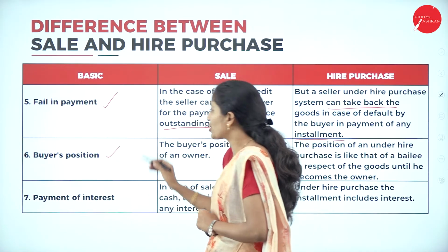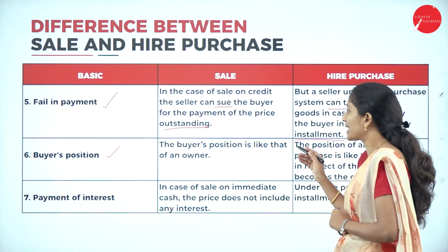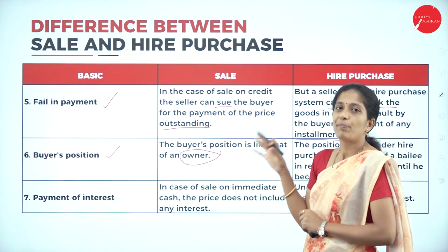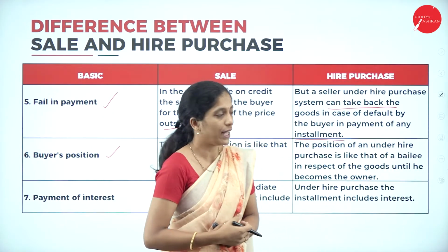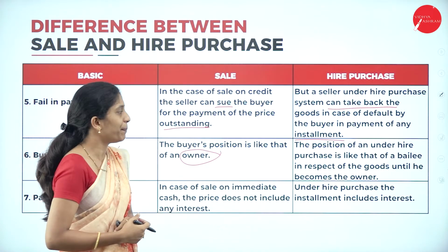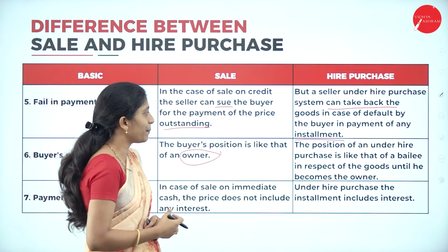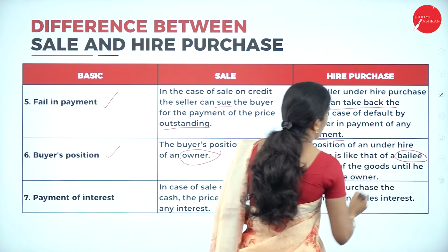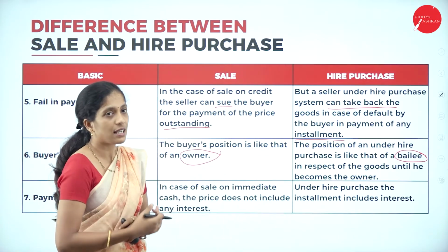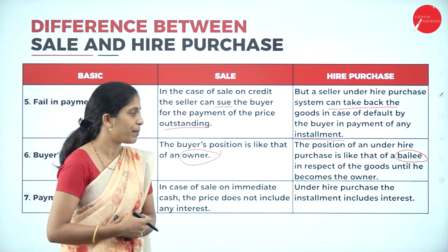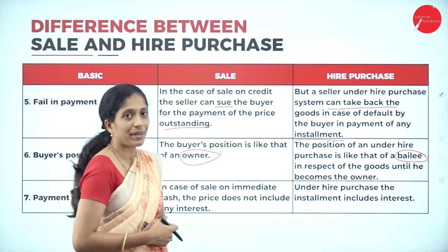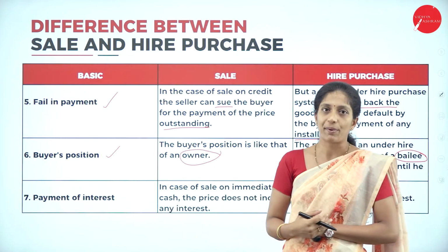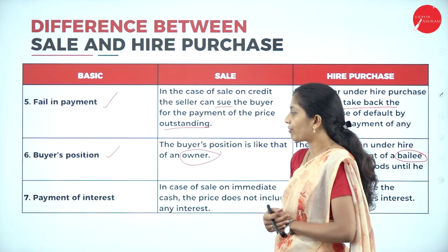Next, the buyer's position. In case of sale, the buyer's position is like that of an owner. Whereas in case of hire purchase, the position of the hire purchaser is like that of a bailee. He will not become the owner of the goods until he makes the last payment. He will act like a bailee in respect of the goods until he becomes the owner. He can just use those goods until he makes the payment, but he will not become the owner.